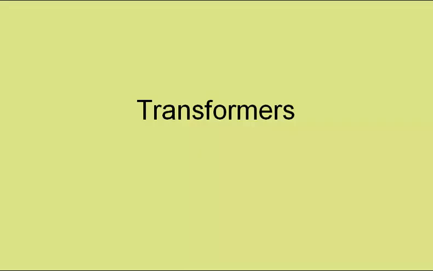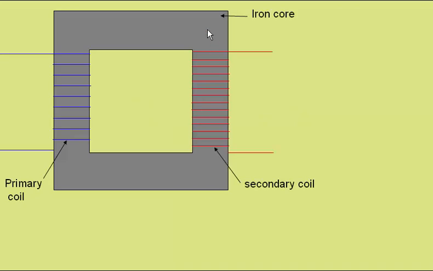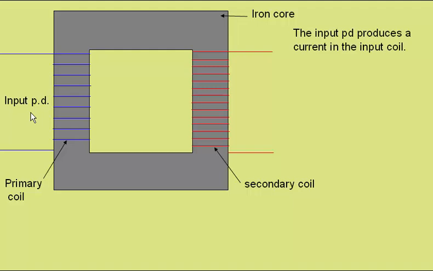Transformers. Transformers consist of an iron core around which is wrapped a primary coil of wire and a secondary coil of wire. You'll see here I've shown the secondary coil with more turns than the primary coil, but it can be the other way round. More about this later. If we apply a potential difference across the primary coil, we'll get a current in that coil, which I've shown by these arrows.